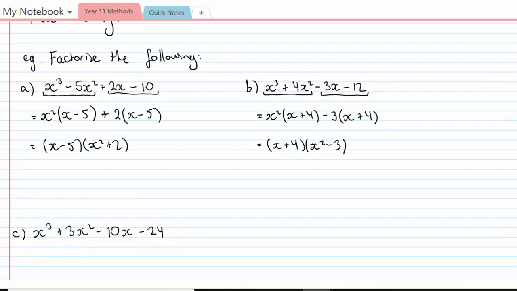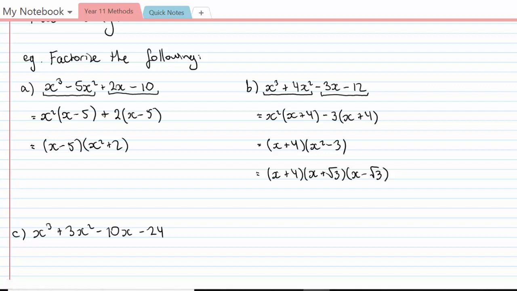But x squared minus 3 is a difference of 2 squares, so that can be factorized further. And that ends up becoming x plus 4, and then x plus root 3, and x minus root 3. So in that case, we're able to get it down to 3 linear factors, whereas in the previous example, it was 1 linear factor and 1 quadratic factor. This is a process that we should always check to see if we can solve them in this way, because I think that that's definitely the nicest method.